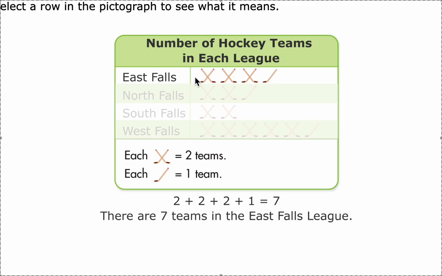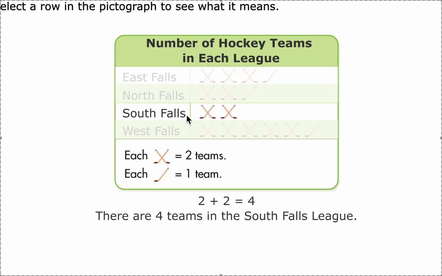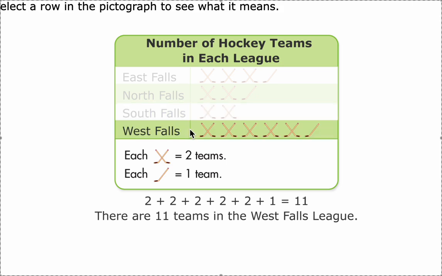2 plus 2 plus 2 plus 1 equals 7. There are 7 teams in the East Falls League. 2 plus 2 plus 1 equals 5. There are 5 teams in the North Falls League. 2 plus 2 equals 4. There are 4 teams in the South Falls League. 2 plus 2 plus 2 plus 2 plus 2 plus 1 equals 11. There are 11 teams in the West Falls League.